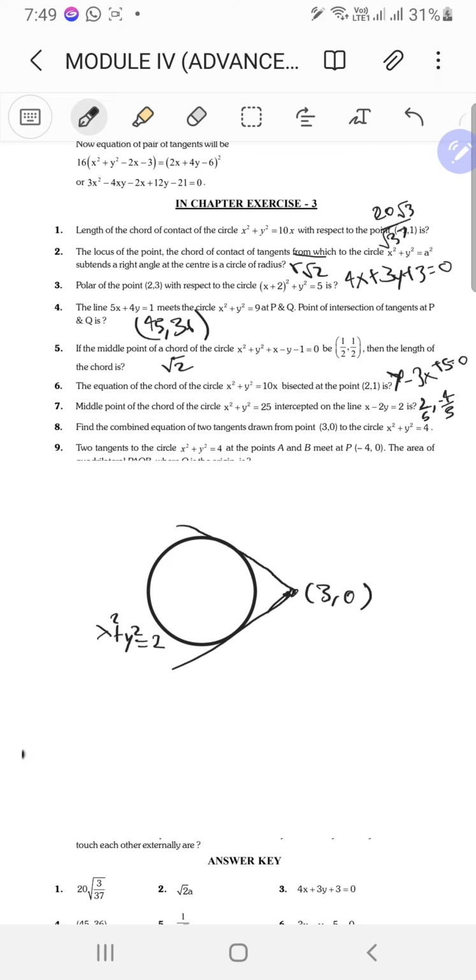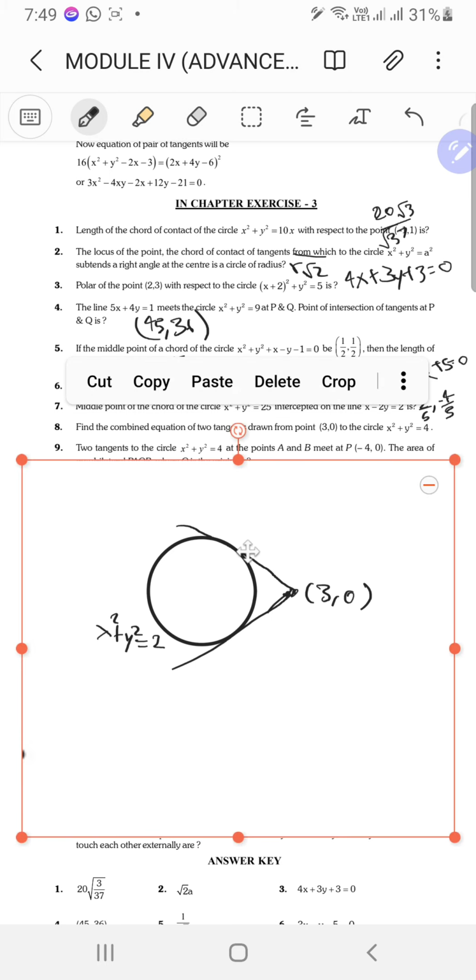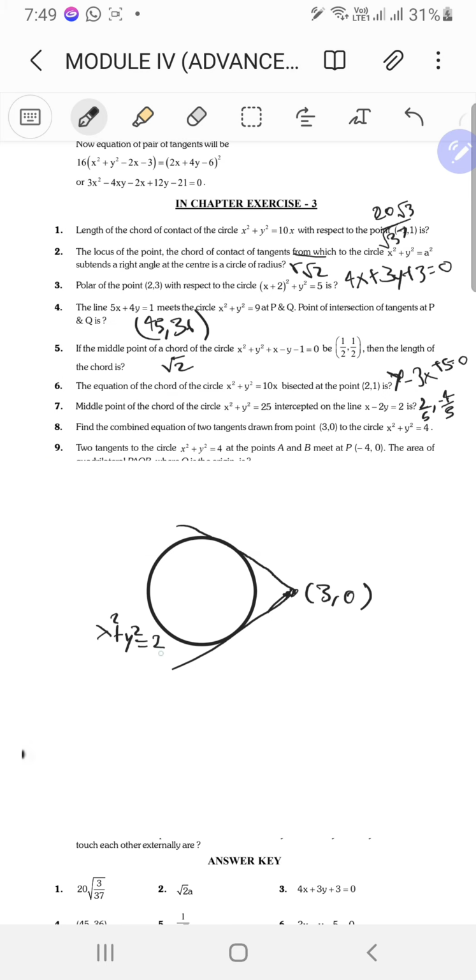What do they mean by combined equations? Yeah, whatever. Okay, maybe we should not be doing that. So let's do it like this: (y minus 0) upon (x minus 3) equals m. So y equal to mx minus 3m. Okay, cool. Yeah, that's the equation of tangents with m. So that's gonna be y minus mx plus 3m equal to 0.